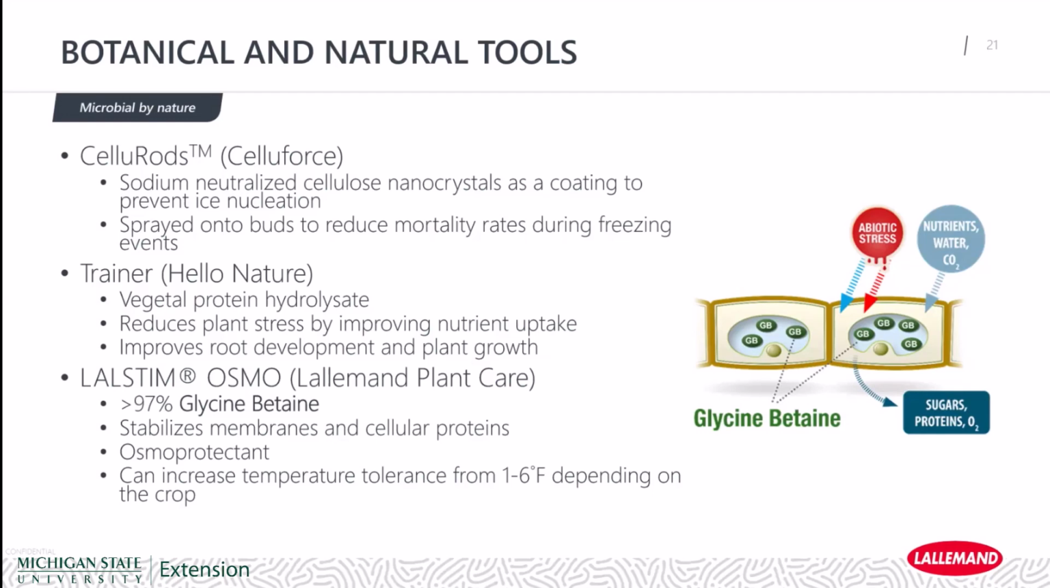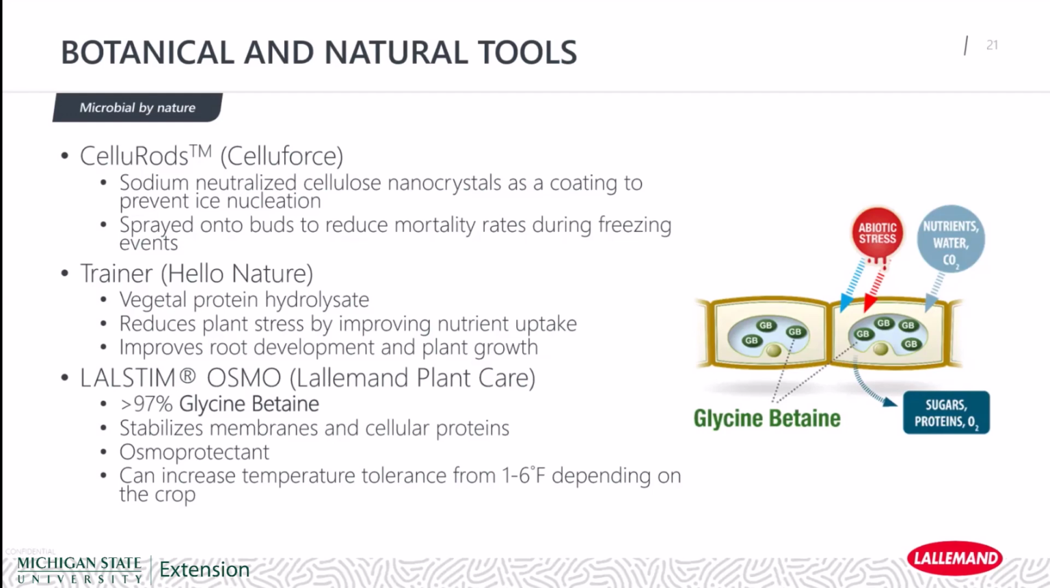Another one to consider is a product called Trainer from Hello Nature. It's a vegetal protein hydrolysate, and it works to reduce plant stress by improving nutrient uptake. There are claims of improved root development and plant growth, but really it's acting to get the plant through those periods of stress. And last but not least is Lelstim Osmo from Lalamon Plant Care, which I'll spend a bit of time describing here.